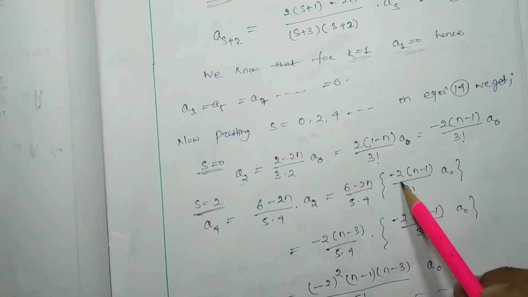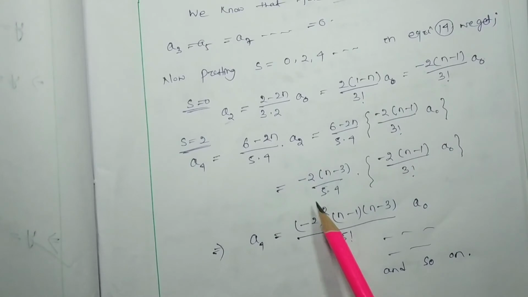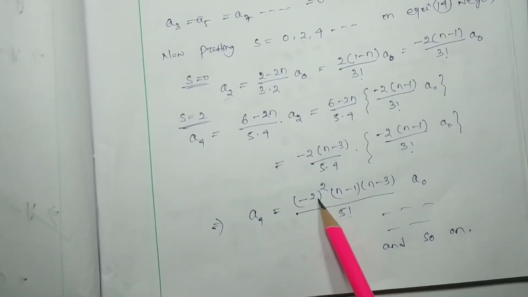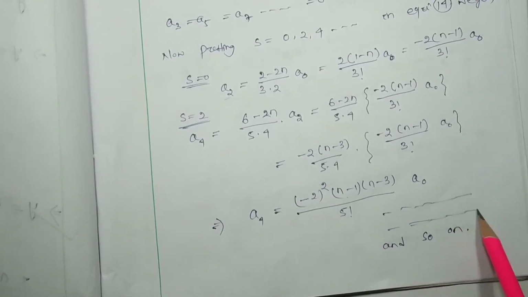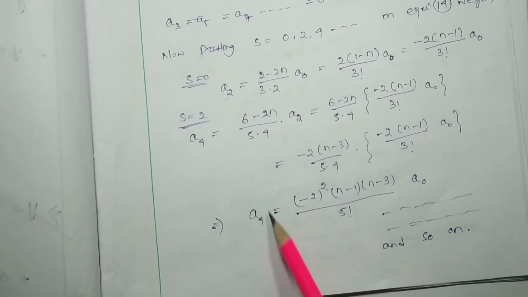I substituted over here and at last we found minus 2 to the power 2 into (n minus 1)(n minus 3) by 5 factorial into a0, and in this way we can calculate the other even values of a. So I have written dot dot dot and so on.